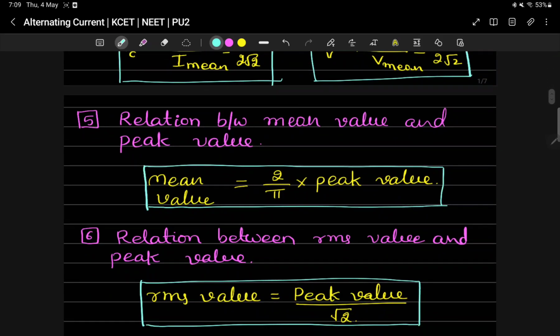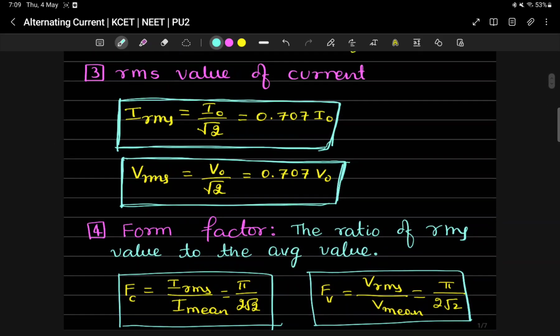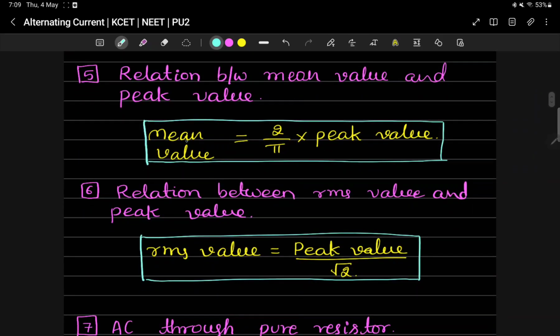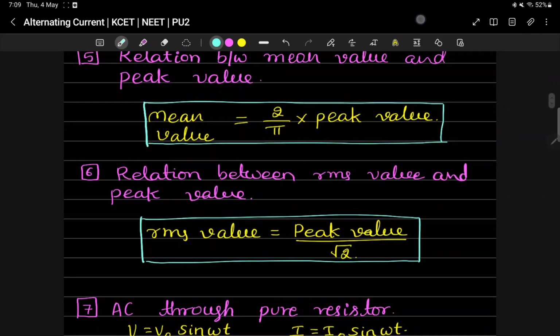Then the relation between mean value and peak value. These mean value, peak value and RMS values are given here. The mean value is equal to 2 by π times the peak value, and the RMS value is equal to the peak value divided by root 2.